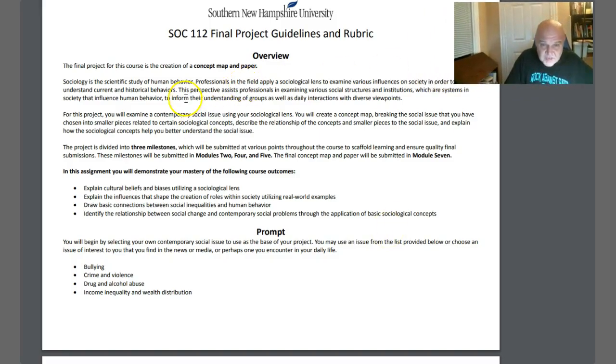Okay, a concept map and paper. You've got your sociological issue down. You've got your concept map down. Okay, let's look over this. I'm going to read this verbatim. This project is divided into 3 milestones. Parenthetical comment: please review these milestones, which will be submitted at various points throughout the course to scaffold learning.